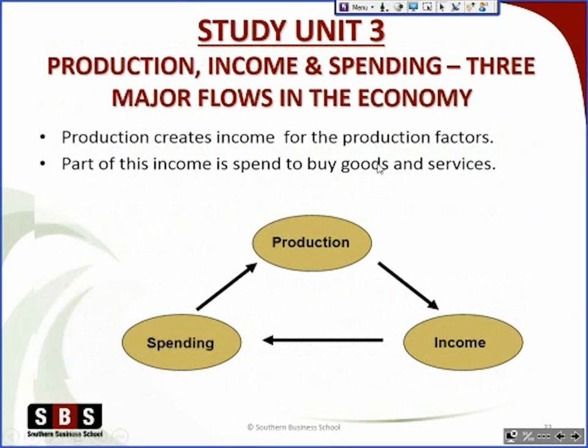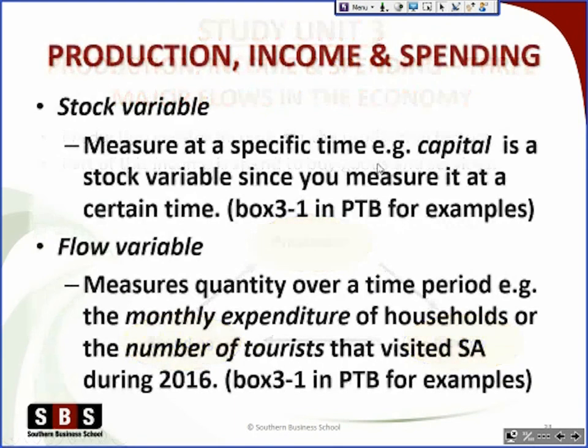So all the next slides are based on production, income, and spending, and the flows in the economy between those concepts. So a stock variable and a flow variable, that's the difference between the two. A stock variable is measured at a specific time. For instance, capital is a stock variable. And a flow variable measures quantity over a period of time. So a stock variable measures at a specific time, and a flow variable over a period of time. That's the difference between those two. Now, there could be questions about this as well. So you can maybe just make a note.